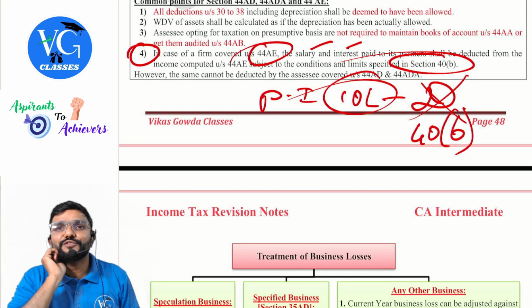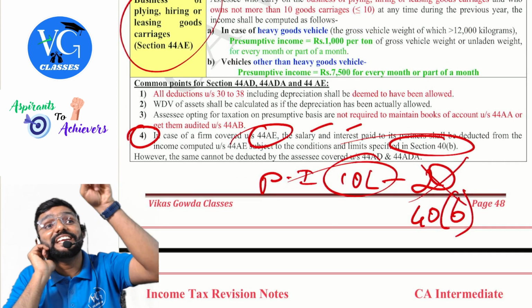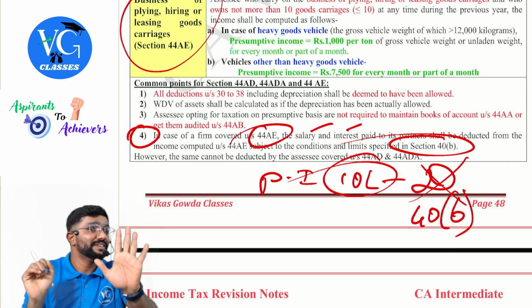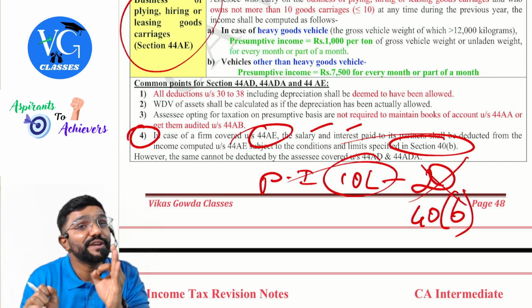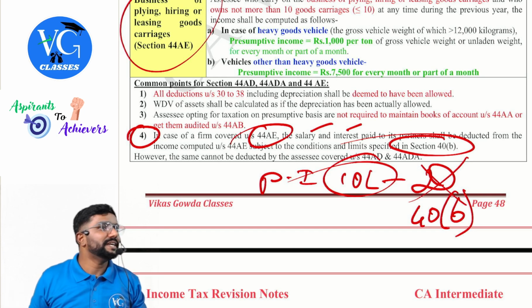Now, sir, what if the partnership firm is covered under 44AD or 44ADA? Can they claim 40B deduction? No, no, no. It is only for 44AE.